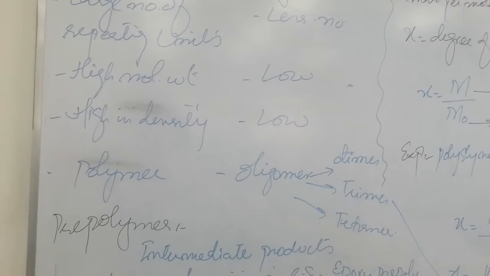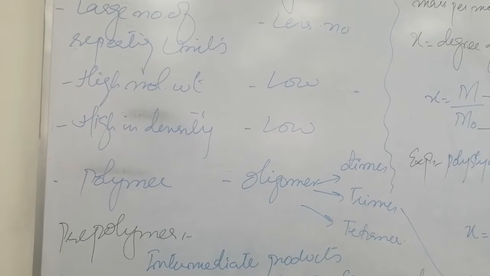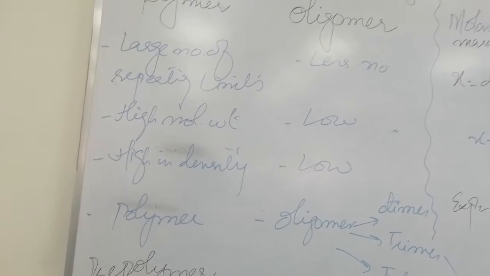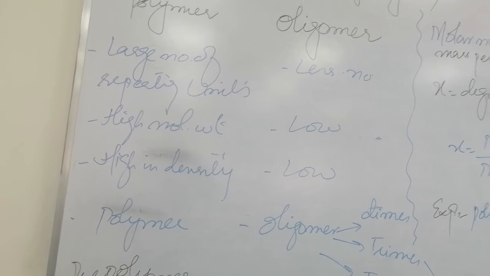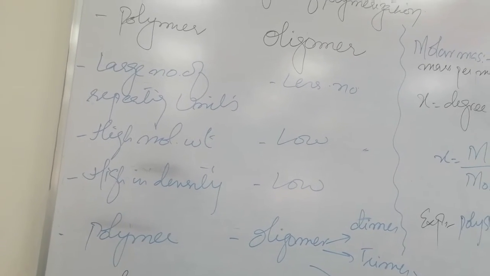An oligomer could be a dimer if we have 2 monomer units, or a trimer or tetramer if we have 3 or 4. And if you consider density, polymers have higher density and oligomers have lower density in comparison to polymers.